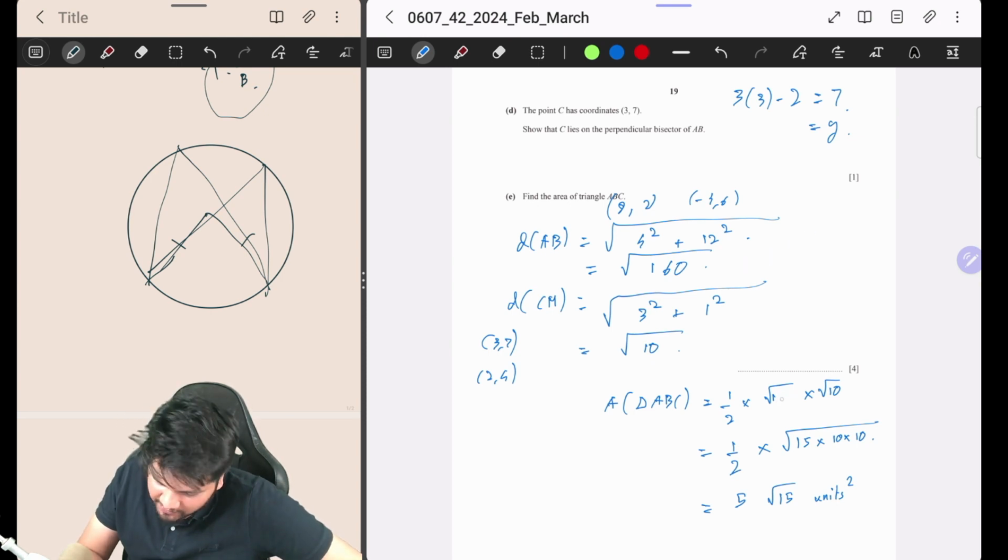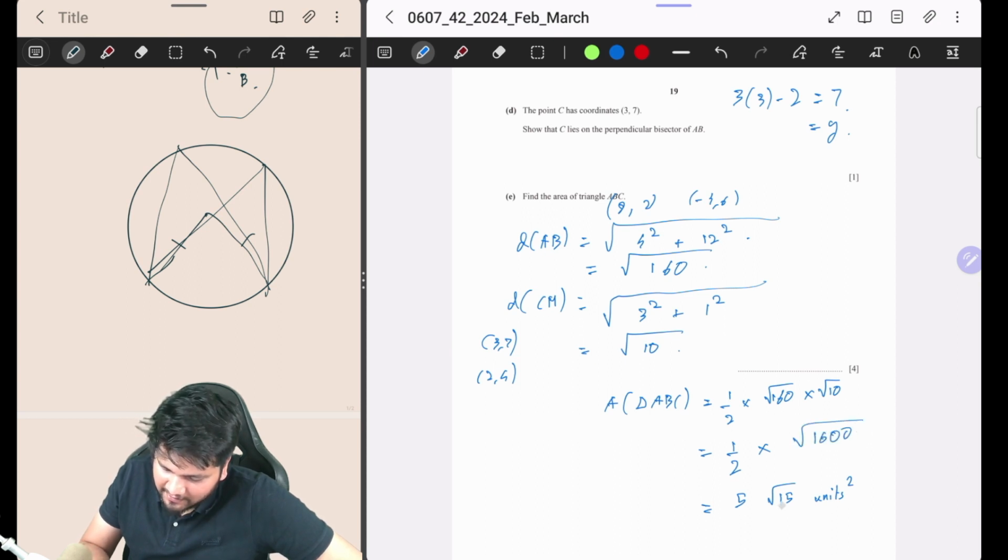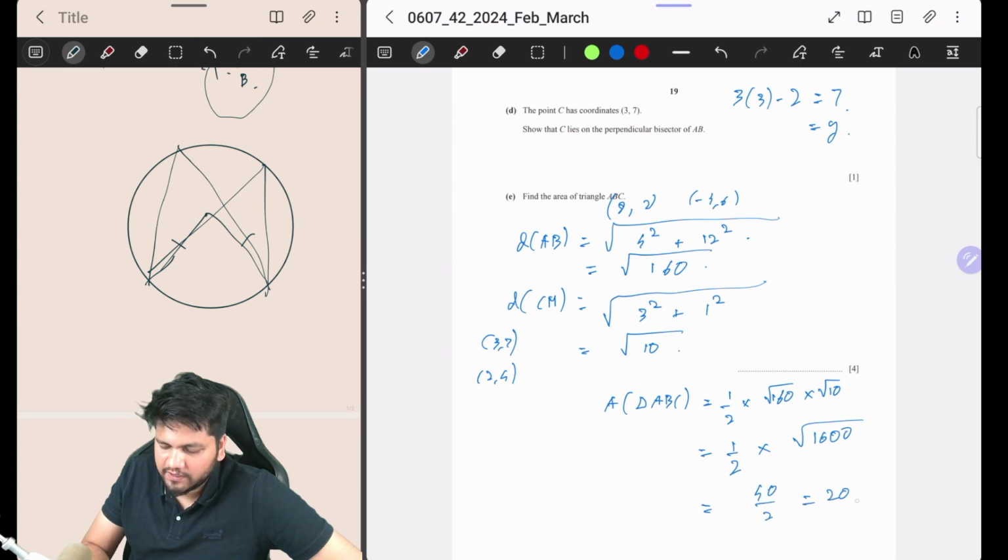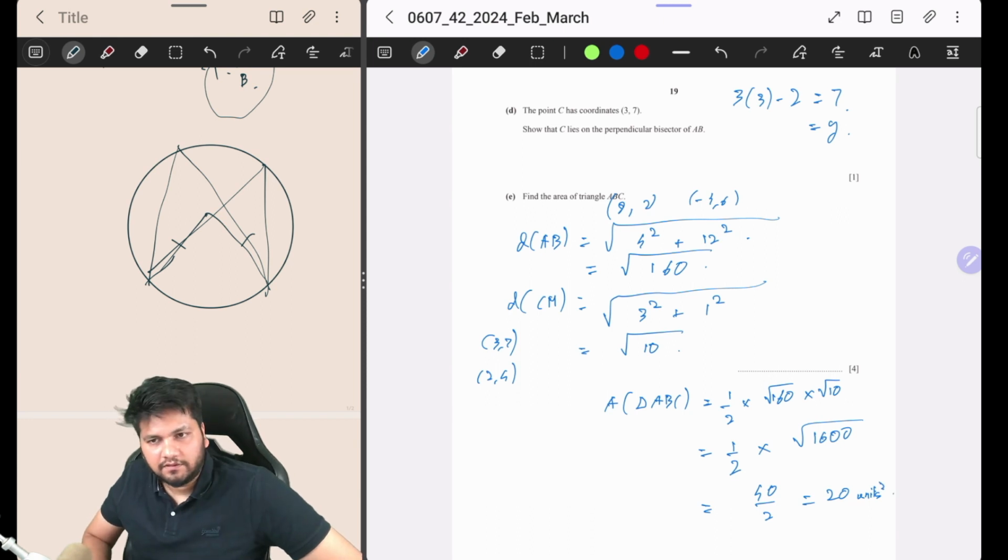So it's going to be what? It's going to be 160. Now it makes sense, because now it's going to be root 1600. And then you take the square root of it, which is 40, by 2, which is 20. This makes sense. So it's going to be 40 unit square. This makes sense, right?